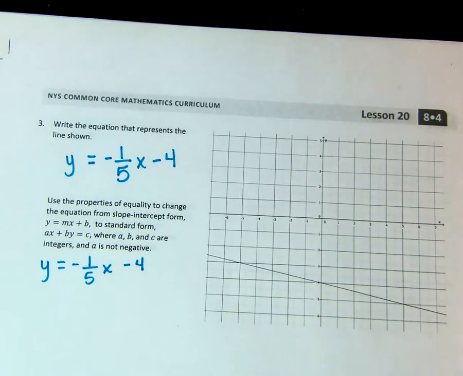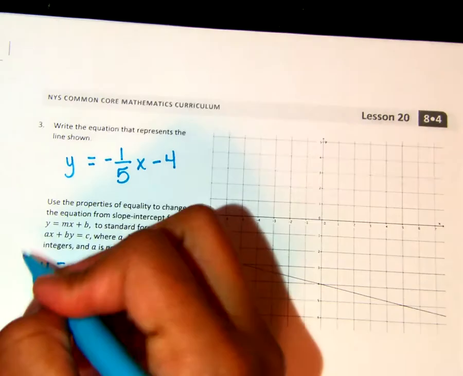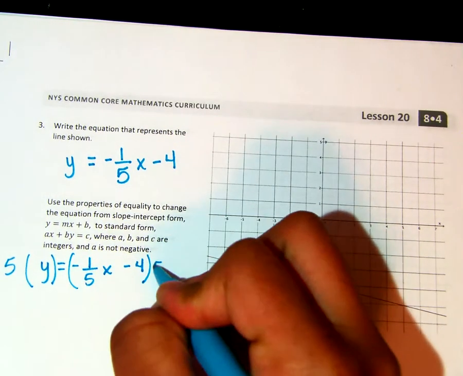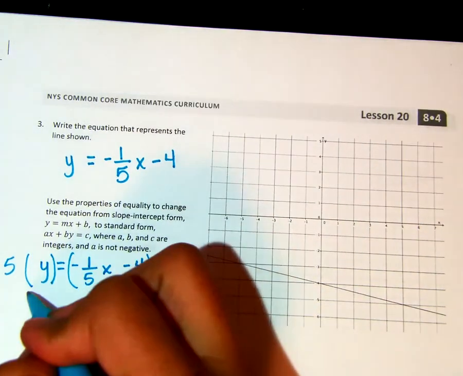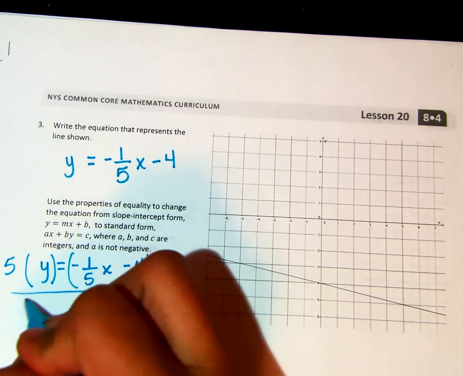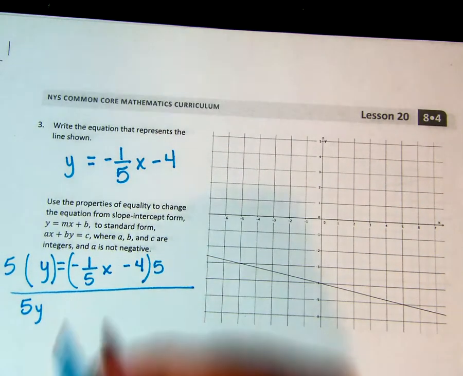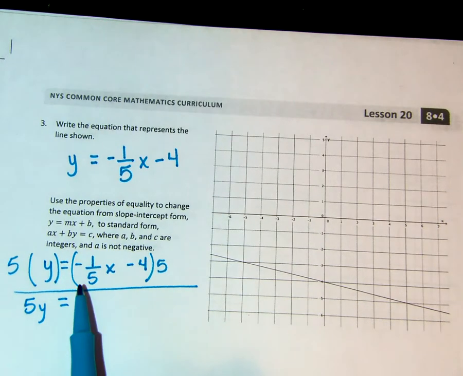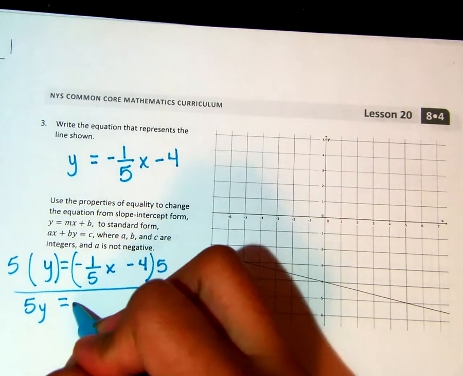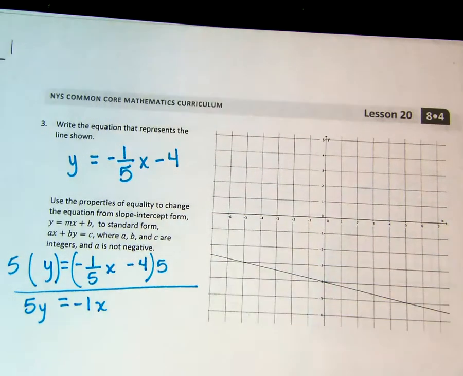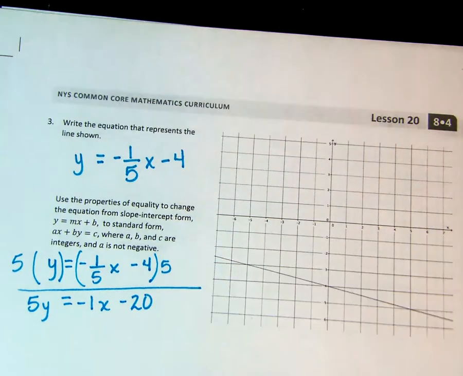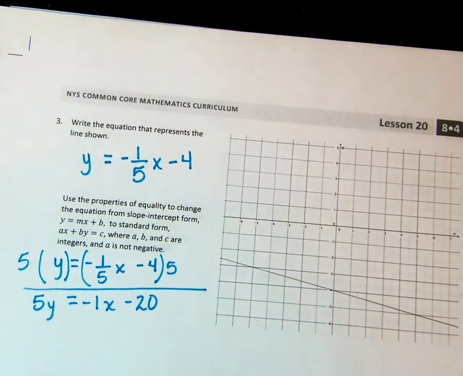I want to get rid of this fraction, so I'm going to look at my denominator. That's how I choose the whole number that I'm going to multiply my left side by and my right side by. When I multiply 5 times y, I get 5y. When I multiply -1/5 by 5, I'm left with a -1x. And when I multiply -4 by 5, I'm left with a -20. Remember, each term gets that 5.